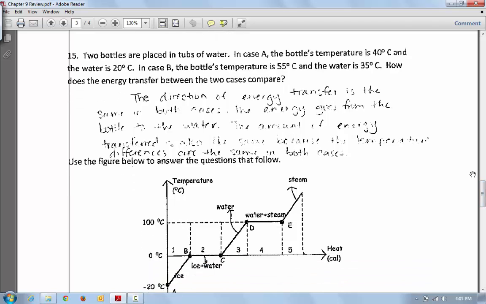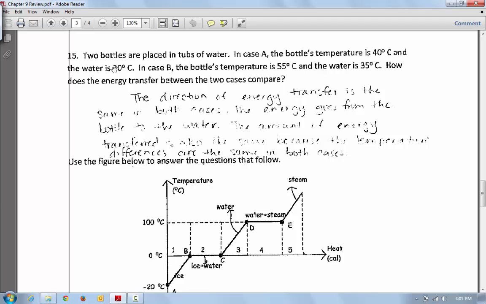And I have two bottles. They're placed in tubs of water. The first one, the bottle is at 40 and the water is at 20. And in the second one, the bottle is at 55 and the water is at 35. So in this case, they're both going from the bottle to the water because in both cases, the bottle has a higher temperature than the water. So they're both going in the same direction.